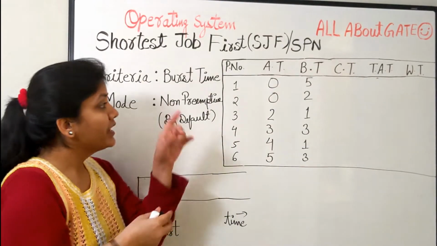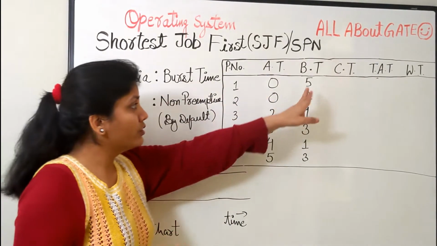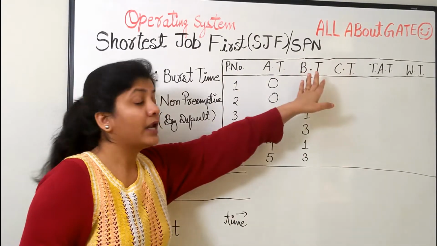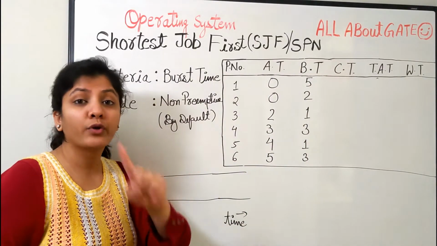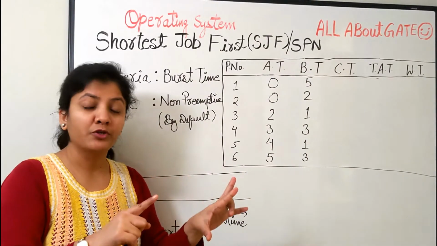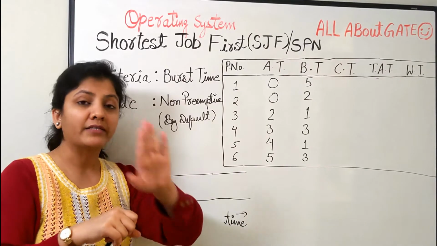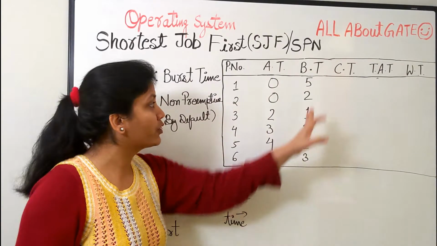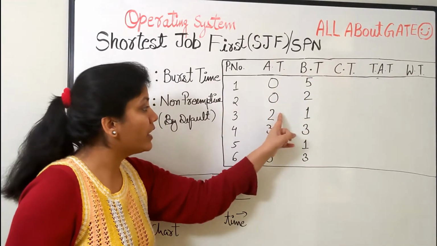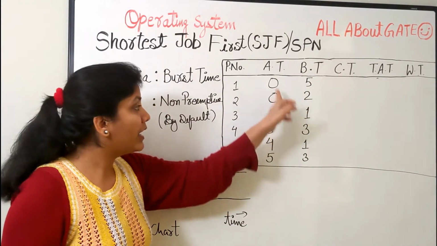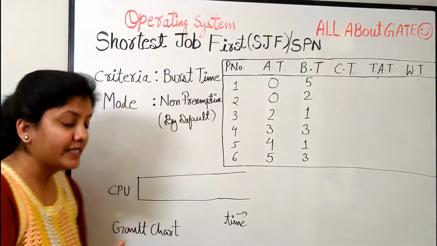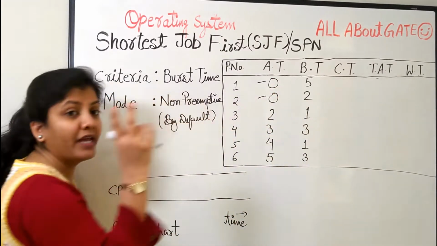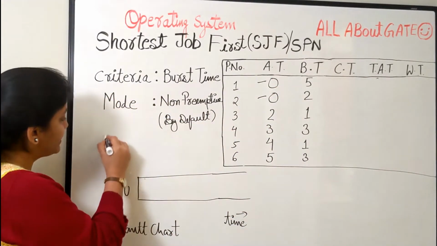We know that the criteria is burst time, but we don't just look at the burst time. Along with it, you also have to look at the ready queue. The arrival time shows the ready queue status, that is, which processes are currently available. So you don't have to find the minimum burst time out of all the processes, because they are not all available initially. They come at different times. Initially at time 0, we have two processes in the ready queue.